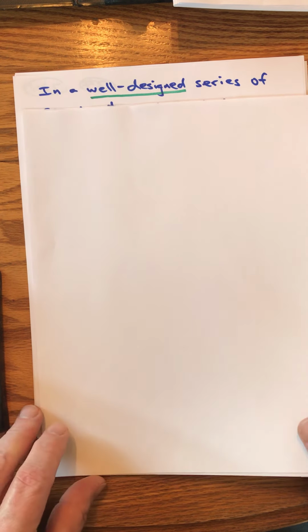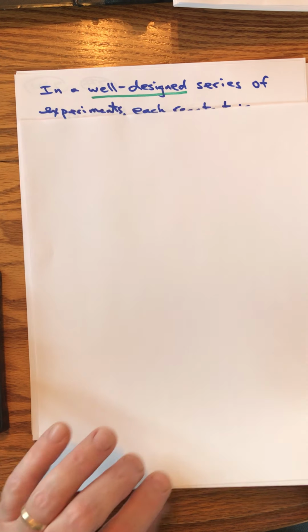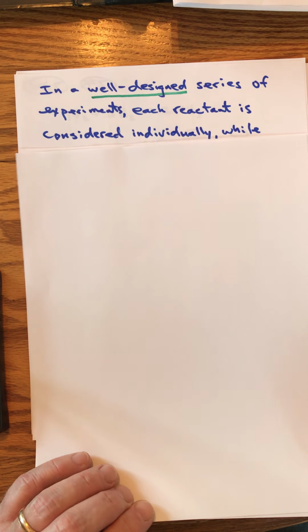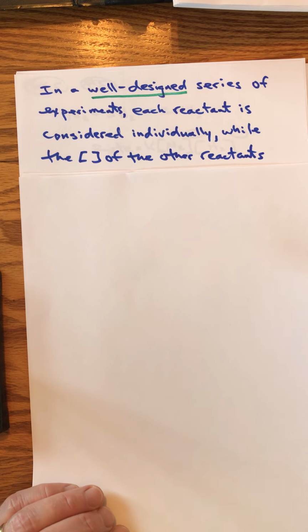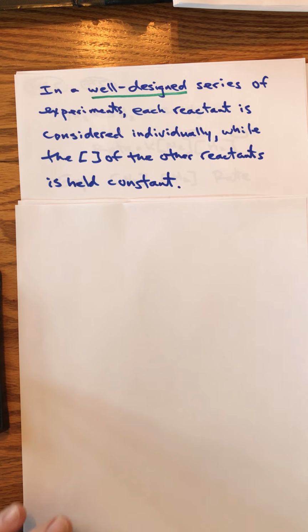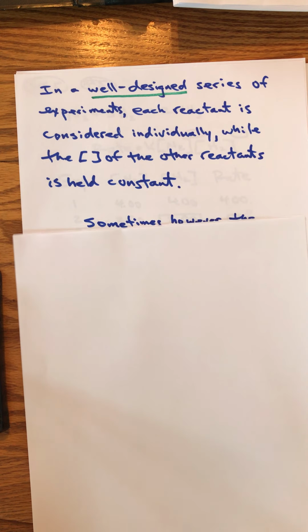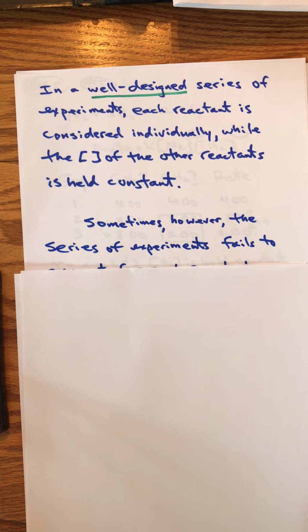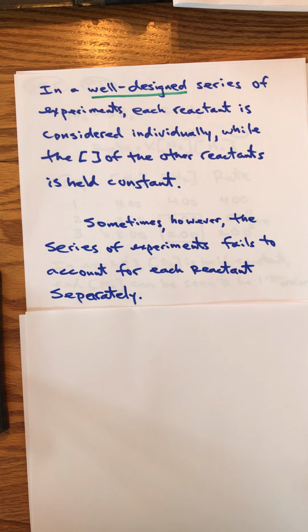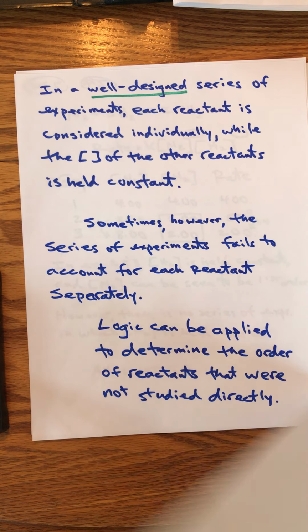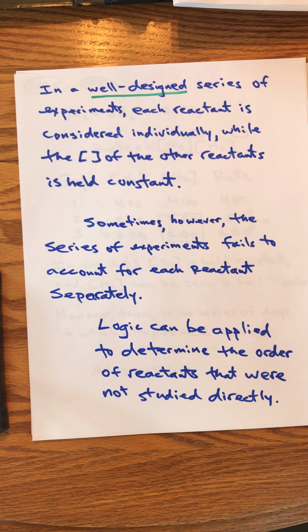Okay. Well, in a well-designed series of experiments, each reactant is considered individually, while the concentration of the other reactants is held constant. So you change only one factor at a time. Sometimes, however, the series of experiments fails to account for each reactant separately. Logic can be applied to determine the order of the reactants that were not studied directly. You can still figure it out.